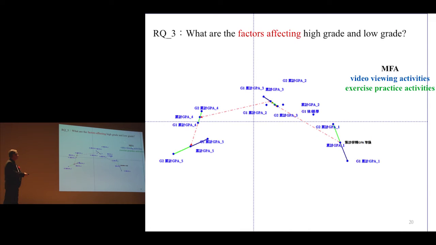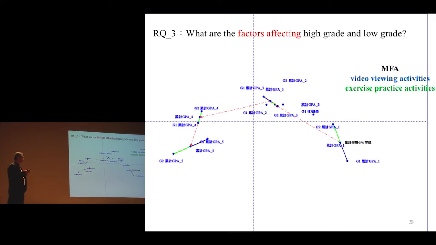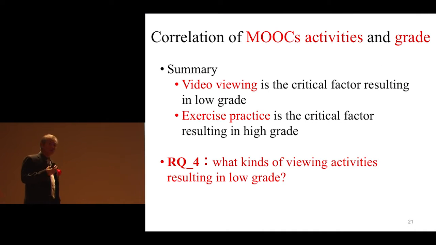And this one finds out their factors. For this low grade, the blue line means it's highly related to students whose grade is low. And this green line is highly related to students with high grades. So let's put it in English. It will be easier to understand.